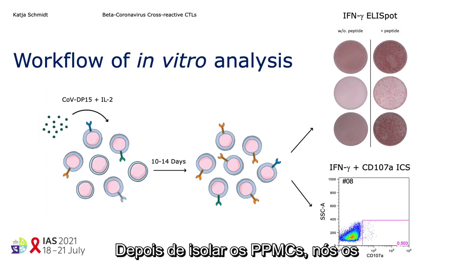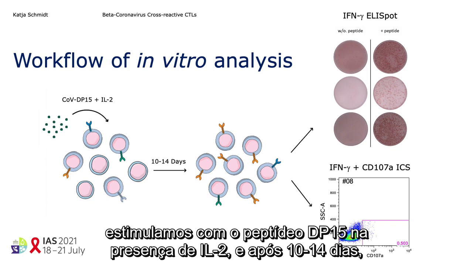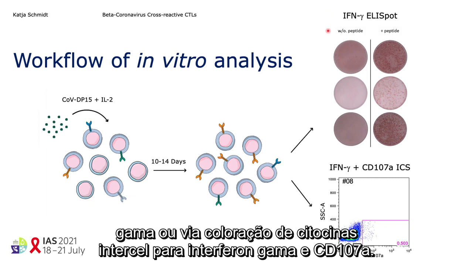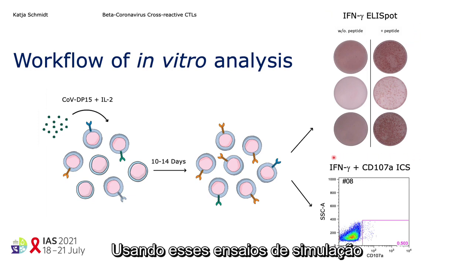After isolating the PBMCs, we stimulated them with the peptide DP15 in the presence of IL-2. After 10 to 14 days, outgrowing cells were either tested in interferon gamma ELISpot assays or via intracellular cytokine staining for both interferon gamma and CD107A.